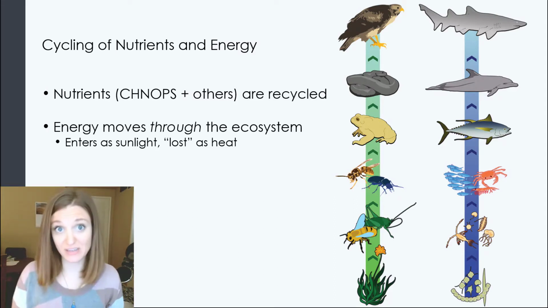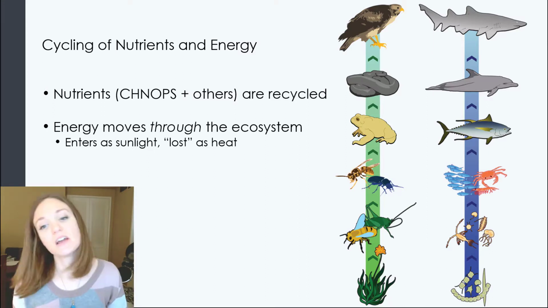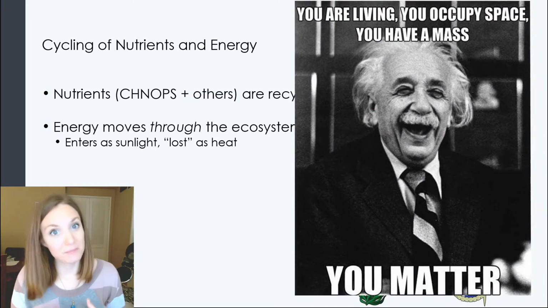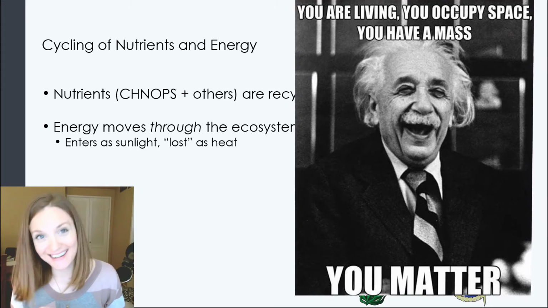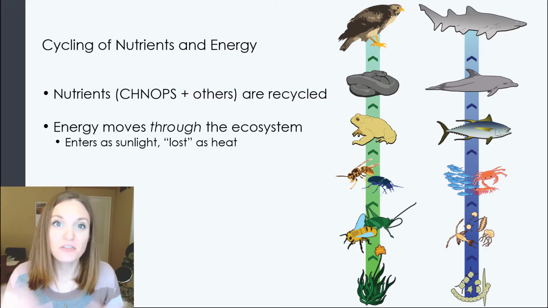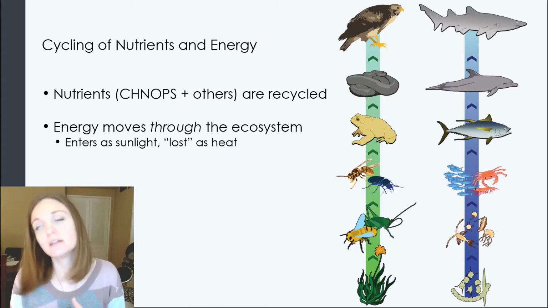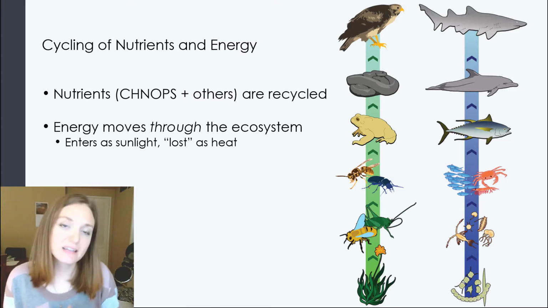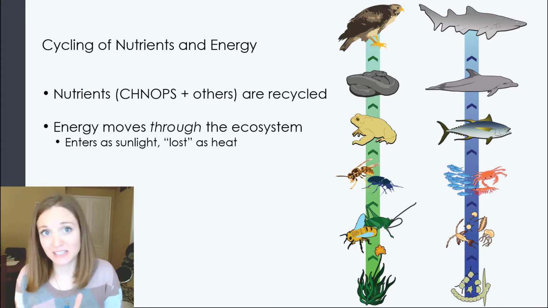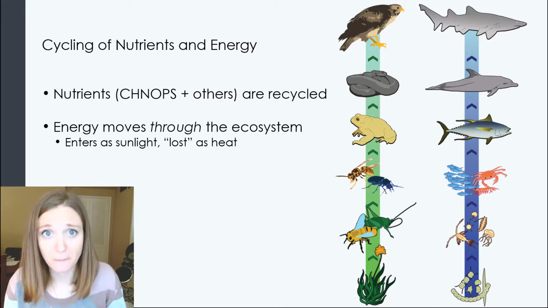So we see two general themes of how matter and energy move through an ecosystem. When we're talking about nutrients, matter, so carbon, hydrogen, nitrogen, oxygen, phosphorus, and sulfur, and all of those other trace elements that are necessary, those are typically cycled within an ecosystem. They can move between ecosystems, but usually those stay within the ecosystem. They're transferred from organism to organism through eating, decomposition, and so on, right? So those are recycled and reused, okay?